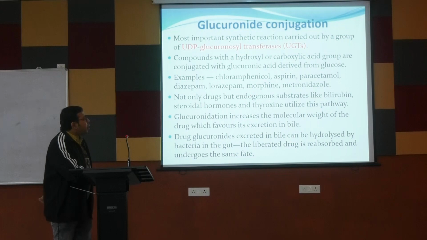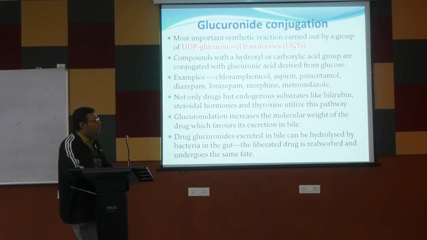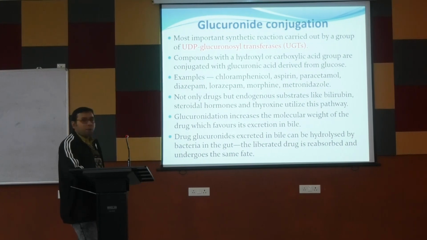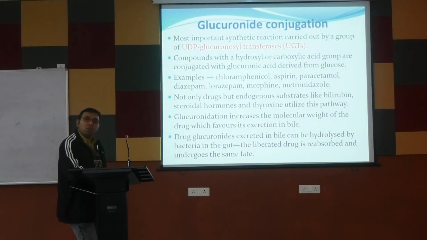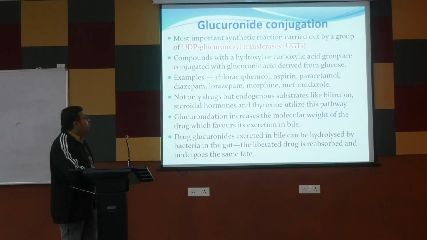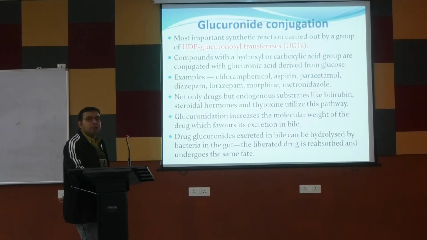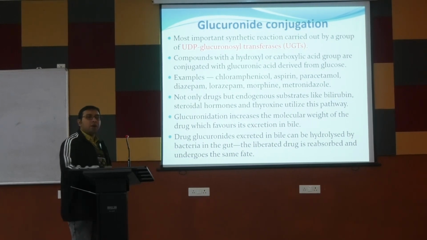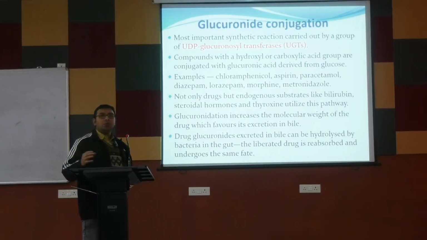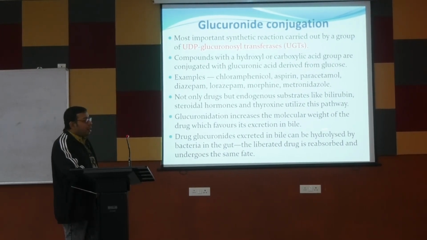Not only drugs but endogenous substances, that is already present in our body, like bilirubin, steroidal hormones, thyroxine, also utilize this glucuronide conjugation pathway. Glucuronidation increases the molecular weight of the drug, which favors its excretion in bile. So when this glucuronidation occurs, it is usually excreted through bile, and drug glucuronides excreted in bile can be hydrolyzed by bacteria in the gut.